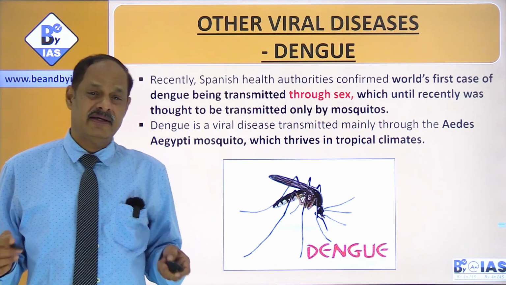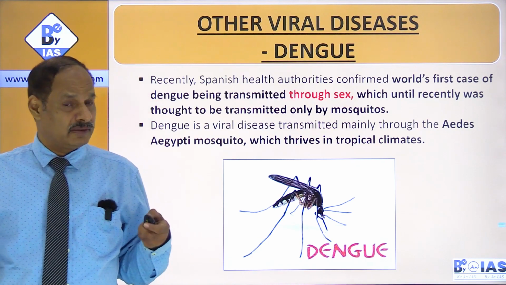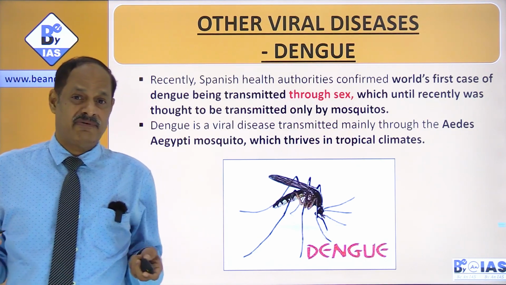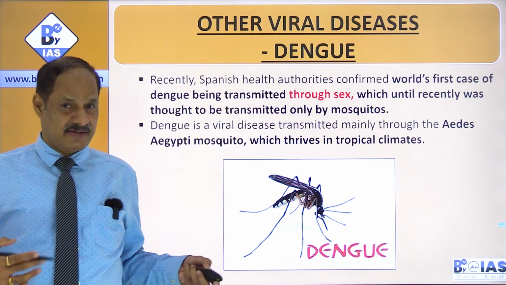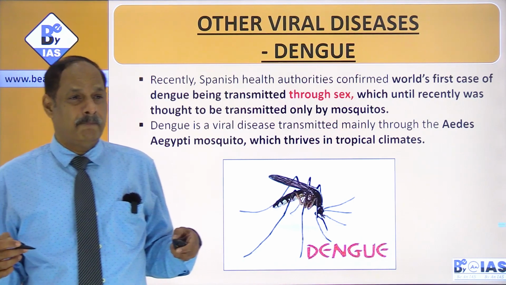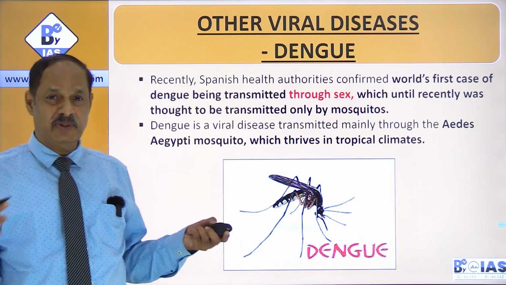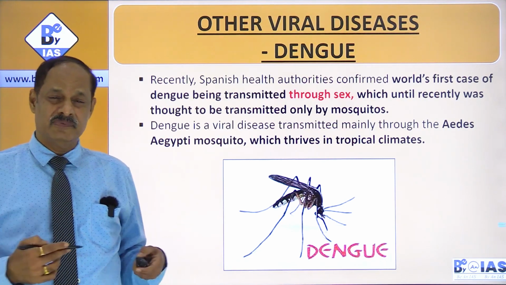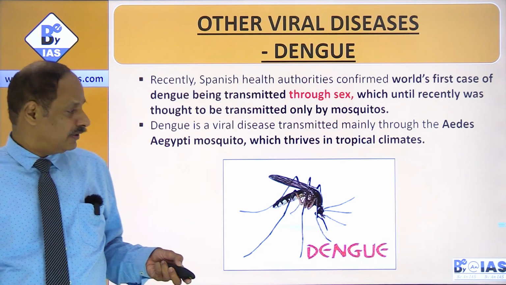And then the other viral disease, dengue. Dengue is caused by the Aedes aegypti mosquito, but that's not all. Recently, they have found that dengue can also be transmitted through sex. So that can be dangerous, and this is something also to be noted, because a lot of research is being done on how dengue is getting transmitted sexually.